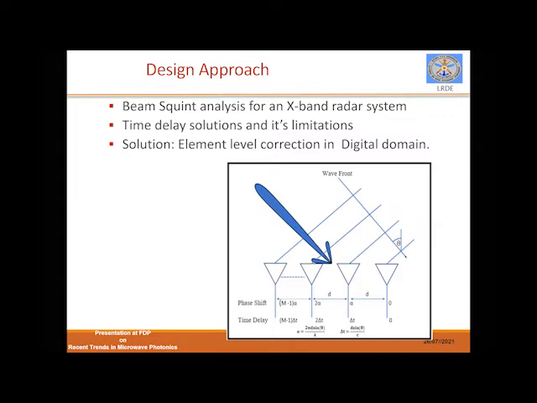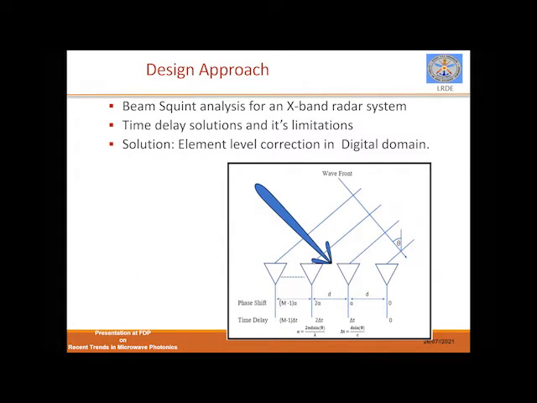Assume a ULA, uniform linear array, with n elements. What happens if you are using a phase shift beamformer for beam steering? You will give the first element 0, then alpha phase shift, then 2 alpha, and up to (n-1) into alpha, where d is the element spacing. I'm considering only a uniform linear array.